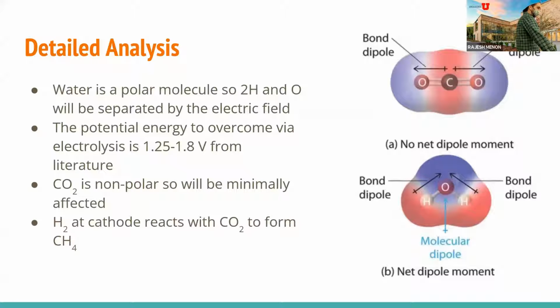So a quick detailed analysis. Water is a polar molecule, so two hydrogen and oxygen will be separated by an electric field. The potential energy to overcome the electrolysis, like the bonds, is 1.25 to 1.8 volts. CO2 is nonpolar, so it will be minimally affected, and the H2 at the cathode reacts with the CO2 to form CH4.